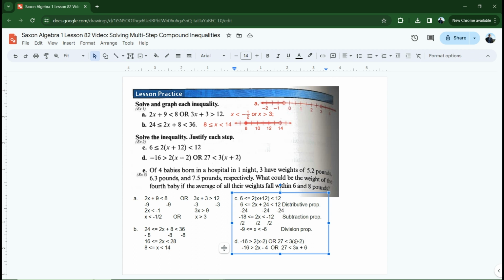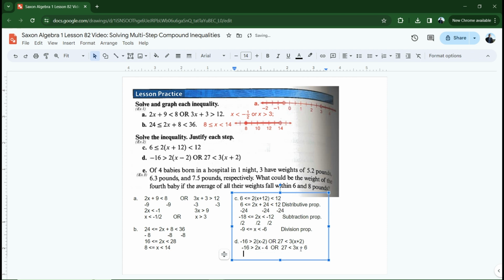Yes, depends on where the parentheses are. Sometimes you'll only have to do one thing because remember, we're independently in an or statement trying to get x by itself in both of the statements here, both of the expressions. So we just have to do on each side whatever it takes to get x by itself.